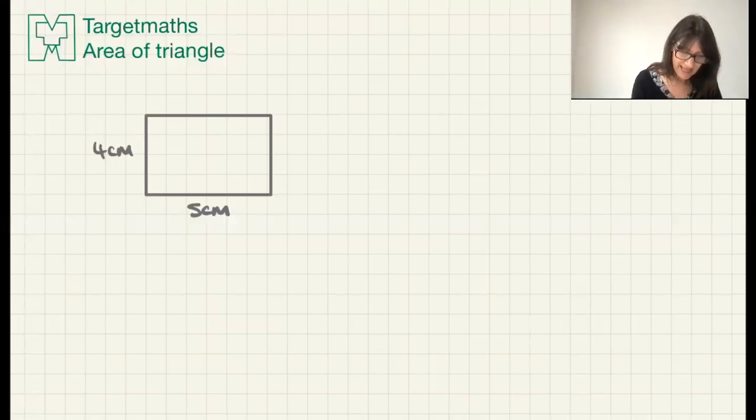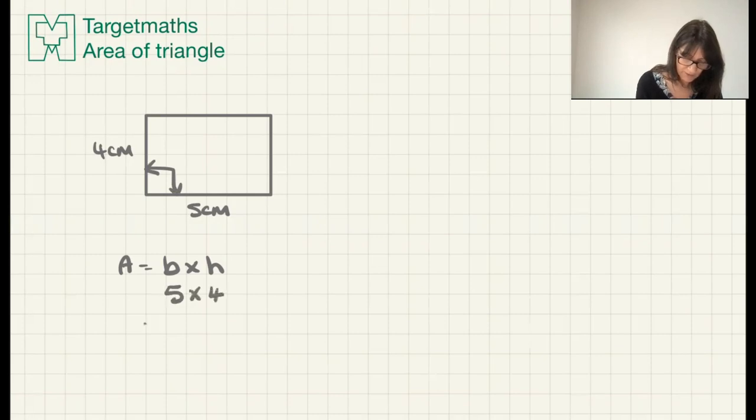So to find the area of a rectangle, we do base times height. The base and height can be found using the right angle that points to the two edges. So I've got 5 times 4, which is 20. So the area of that rectangle is 20 centimeters squared.